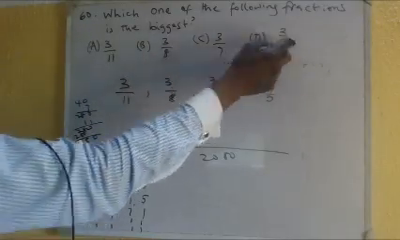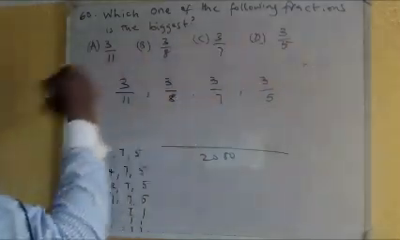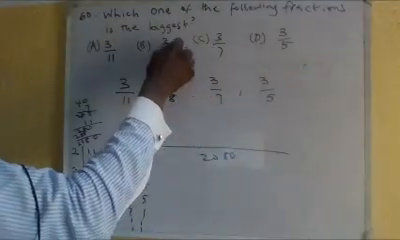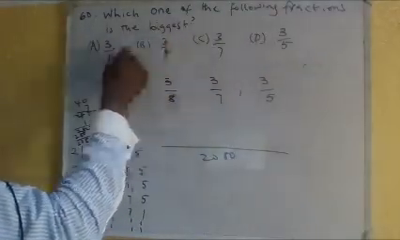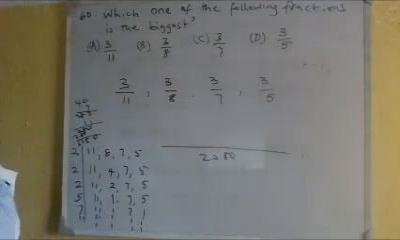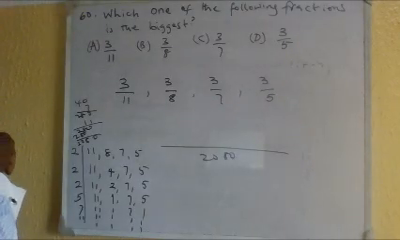This and this is only 2. This and this is 4. This and this is 5. This and this is 8. So the one that has the least difference is the highest one.